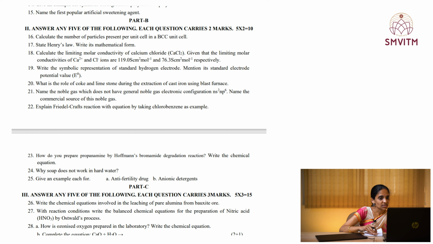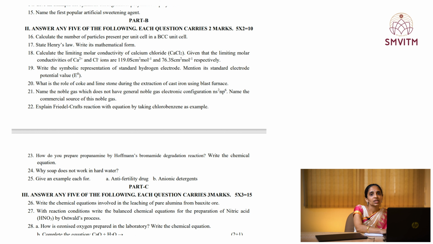You can write the representation and mention its standard electrode potential value. It is 0. You know it. Okay. See the previous questions, 19 and even 18 are from electrochemistry. Question number 20 is from general principles: the role of coke and limestone in the extraction of cast iron using blast furnace.